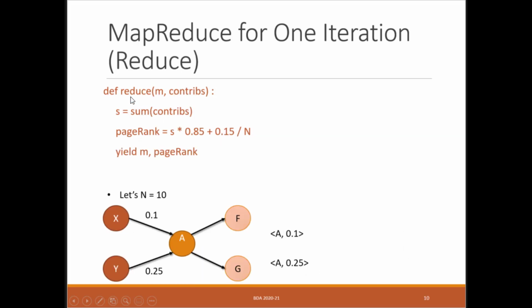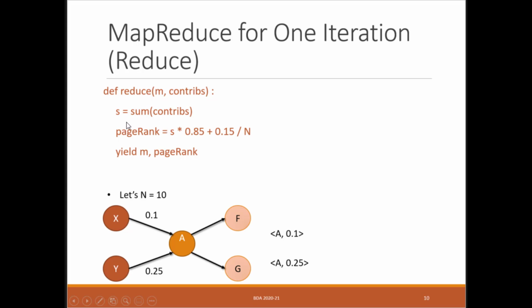After mapping, it comes to the reduce step. The reduce function gets all the contributions from a given node and aggregates them to calculate its PageRank. Remember that the shuffling step in the MapReduce programming model directs all the pairs with the same keys to the same reducers.